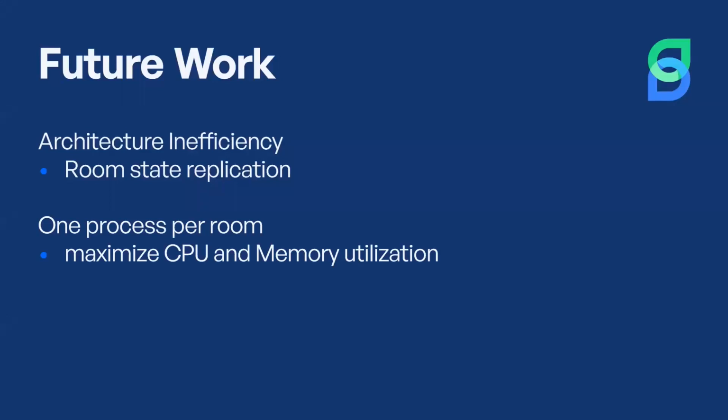A potential optimization from our current architecture is to use one process per room. This maximizes CPU and memory utilization by limiting a room state and the execution of the CRDT merge algorithm to one process.